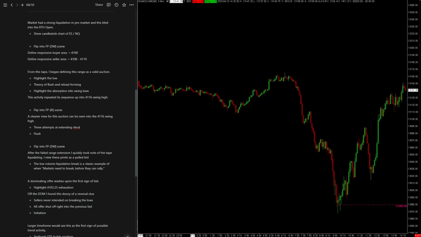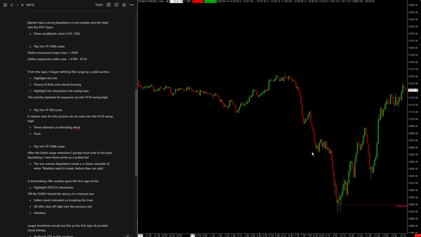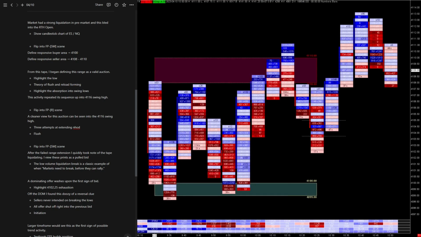I'm going to quickly refer to this NQ chart. It's a 5-minute candlestick again, and I'll highlight this tweet at 9:54 that I posted, which would be right along this candle. It was at this point, on the NQ DOM, that I noticed a very active buyer starting to enter the market, and he was doing so with what I saw as intentions of protecting the low. This is when I dropped the tweet that 980 is going to go bid, and all of these longs on FinTwit are saved.